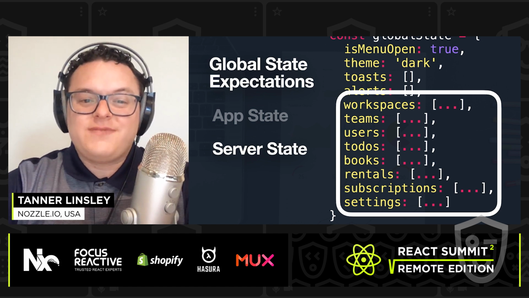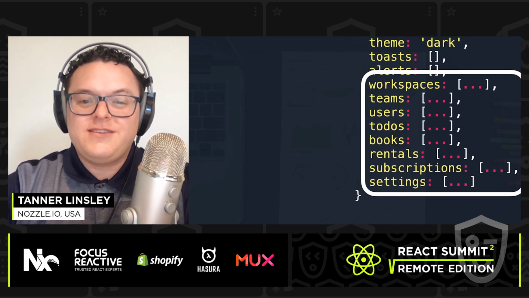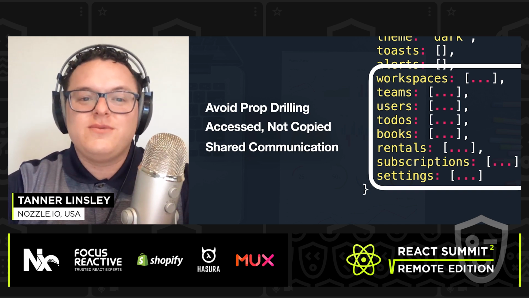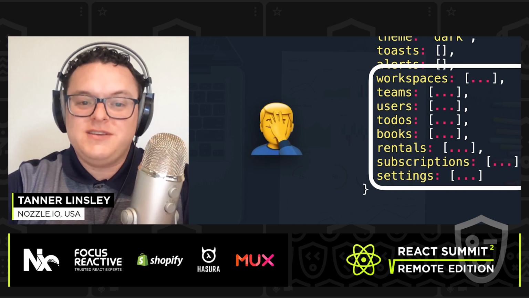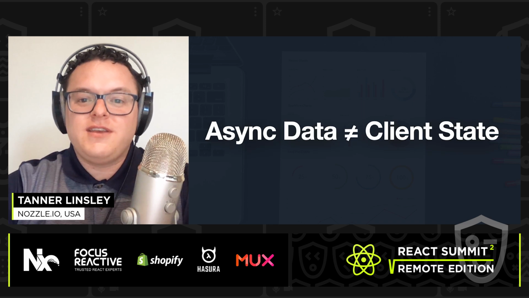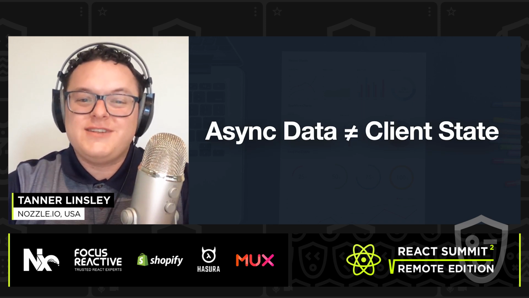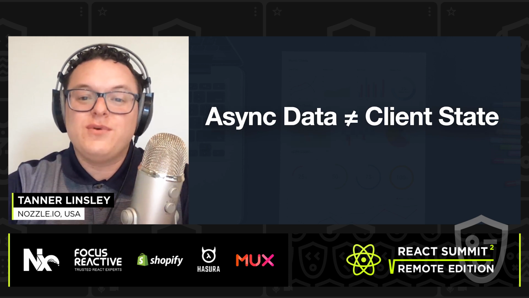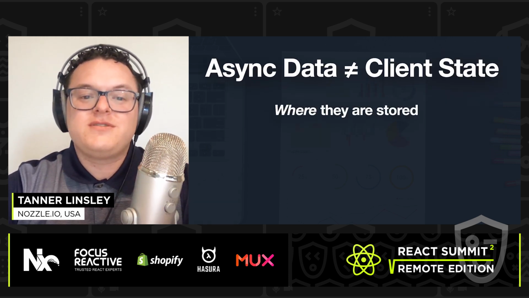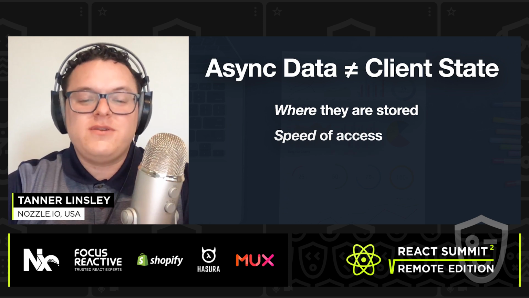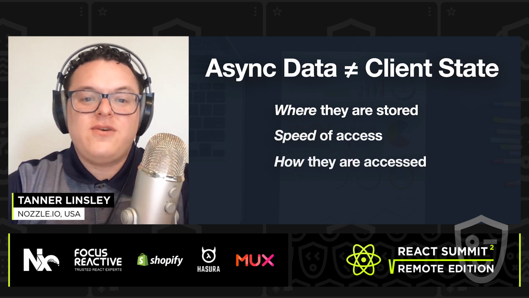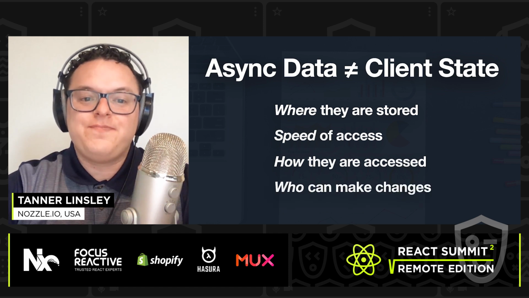So today, I'm here to tell you that despite the fleeting convenience global state gives us when working with server-side data, I think we've made a really big mistake by placing it there. We've tricked ourselves and our code into thinking that all state is created equal, when I think our asynchronous data and global state could not be more different, especially when it comes to where they're stored, the speed at which we access them, and how we access and update them, and ultimately who can make changes to them.